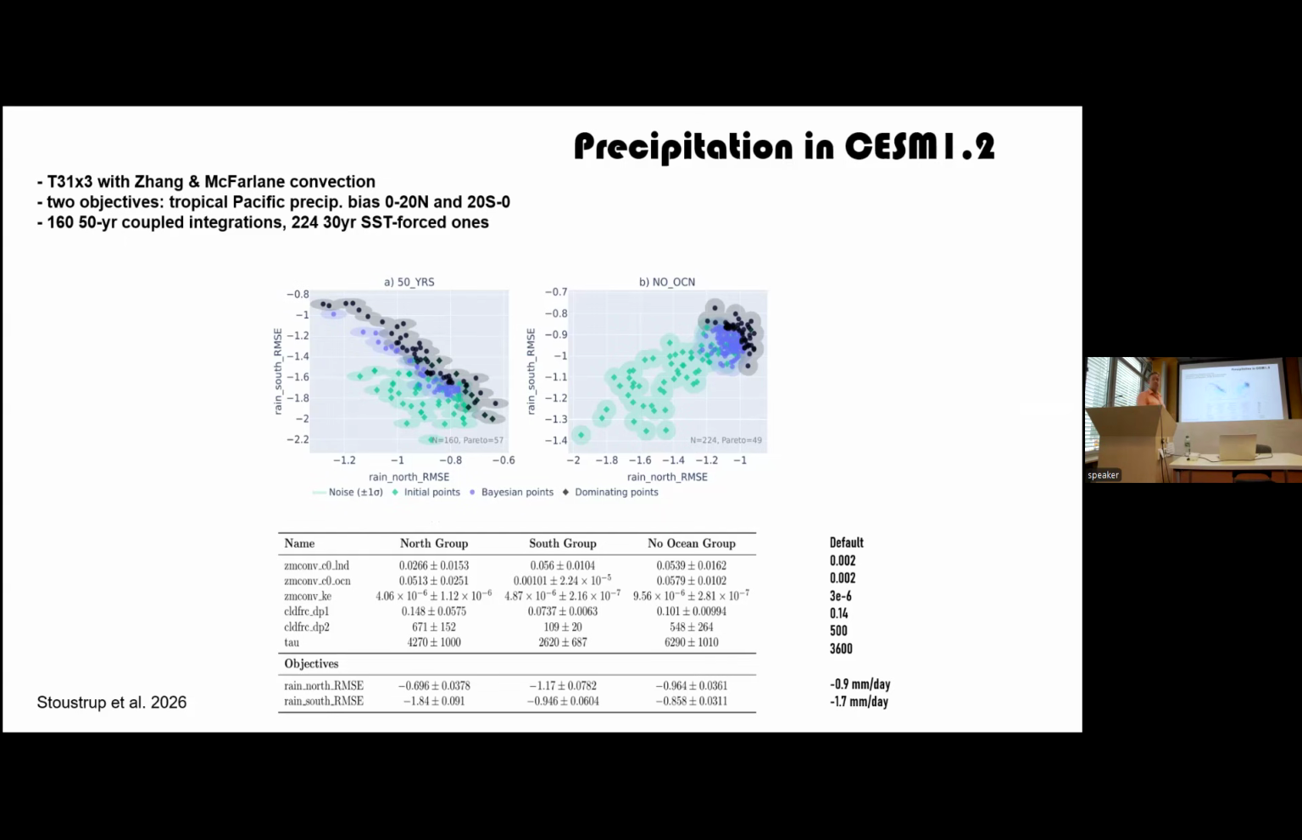But this is kind of strange that the atmosphere model without the ocean is much worse. Or I mean, for me, it's a good thing, of course. But well, here we have the values here. The no ocean value is 0.9 millimeters per day as the bias, and the South group is. Yeah, I would think the no ocean model.